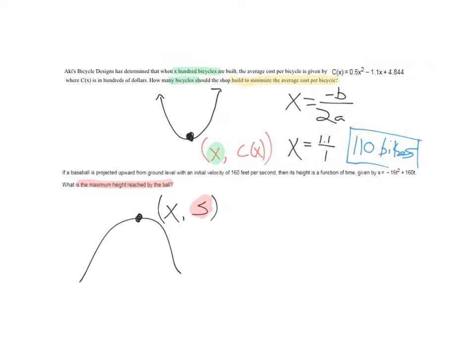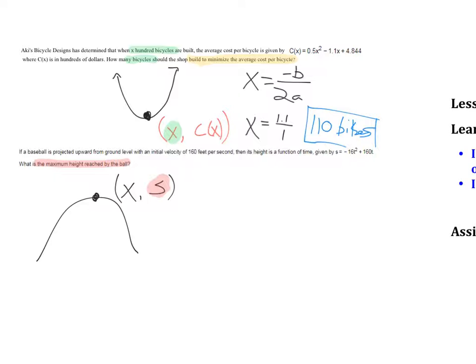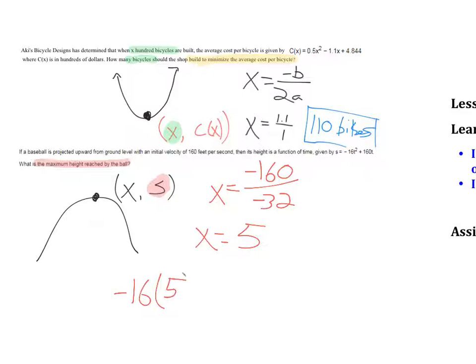Well, first thing we're going to have to do then is figure out what exactly is the X value. And then once we get that X value, plug that back in. So to find the X value, we'll do our opposite of B over 2A. So negative 160 divided by 2 times negative 16, that's negative 32. The negatives will cancel each other out, and we'll get 5 for X. And then that gets plugged in to our function for T.